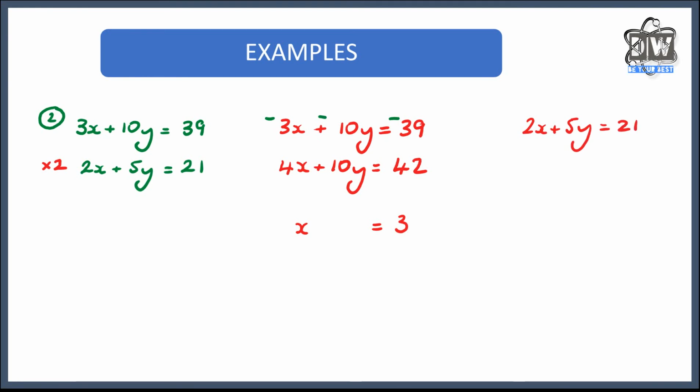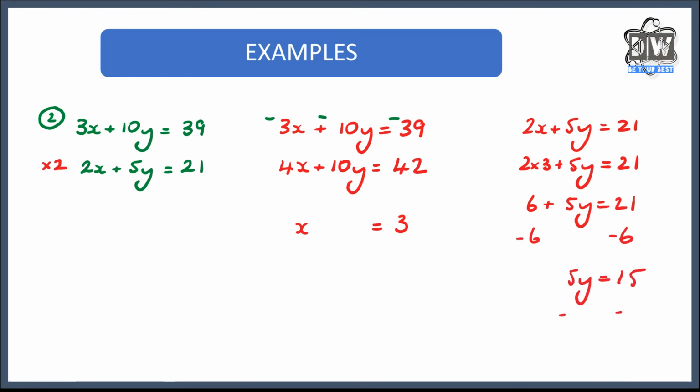We write out the equation, the smallest one, which I've taken from here. I'm going to take away the x and put in 3. I'm going to work my way through. So I've got 6 plus 5y equals 21. Take away 6 from both sides. We've got 5y equals 15. Divide both sides by 5, and we have y equals 3. So there we go. That's another example of how they make it a little bit more difficult.